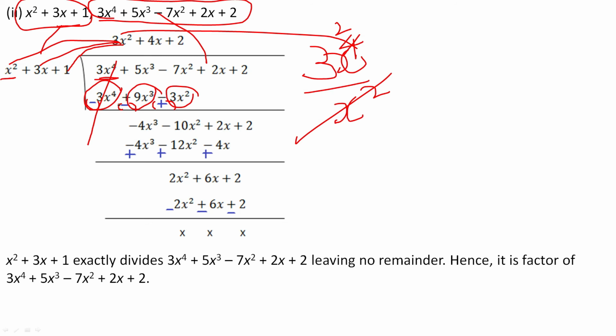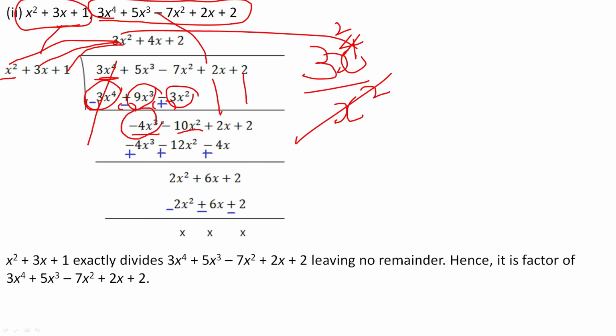Now coming to the second one, 5x power 3. Here 9 minus 9. So you have to subtract, minus 9 plus 5. So you will get minus 4x power 3. 7 minus 7x square plus. So you have to add, because here the sign is also minus. So you will get minus 10x square. Now bring down 2x and 2 also down.